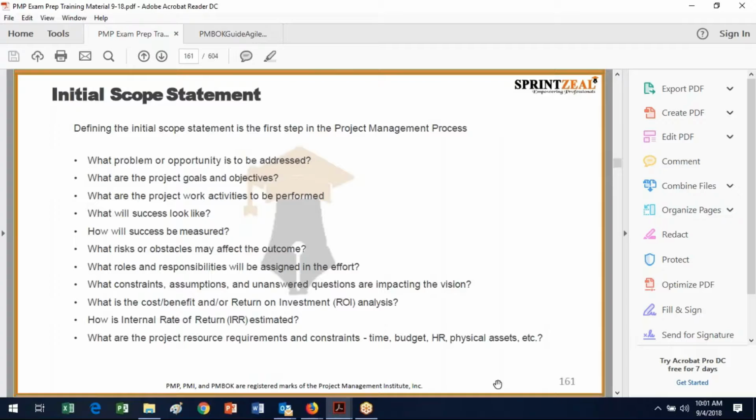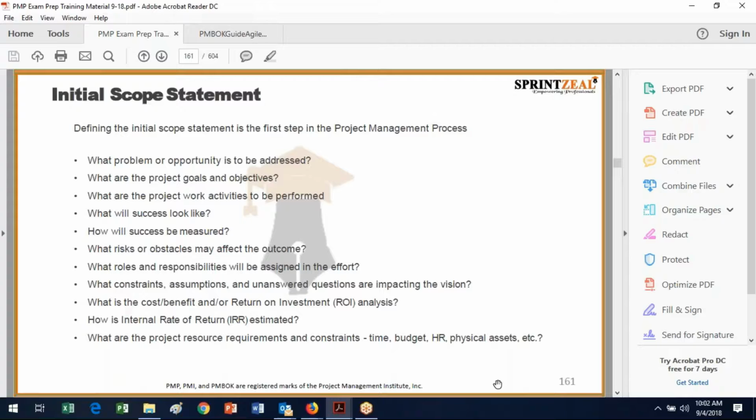So we've got the initial scope statement, and the initial scope statement is the first step in the process. So we try to answer these questions about the problem or opportunity, the goals and objectives, the work activities, what is the characterization of success, and how will it be measured? Again, the project manager's viewpoint, what obstacles might impede our outcome, and how do I get them out of the way of the team?